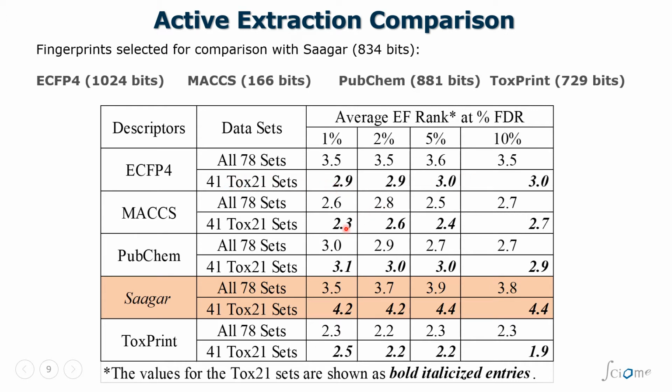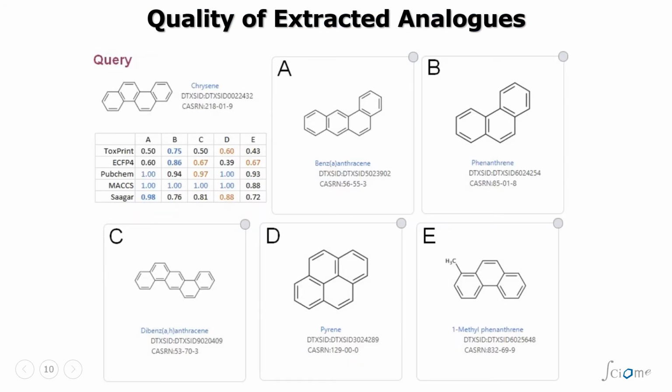Here you can see that Saagar is much better as compared to ECFP4, MACCS, and PubChem, as well as ToxPrint at all false discovery rates. In the 5 fingerprints compared, Saagar has the highest extraction efficiency. And now let's look at the quality of the extracted analogs, because that's very important in selecting surrogates for read-across applications. Here is an example.